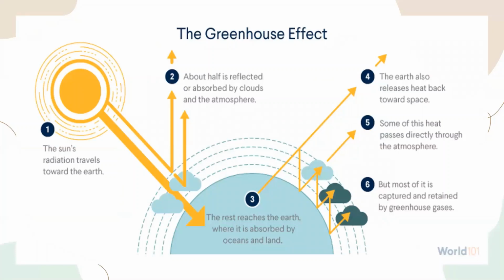Here is a diagram showing how sun's rays are trapped by the greenhouse gases in the atmosphere. Here's what happens. The sun's radiation travels toward the Earth. About half is reflected or absorbed by clouds in the atmosphere. The rest reaches the Earth, where it is absorbed by oceans and lands. The Earth also releases heat back toward space. Some of this heat passes directly through the atmosphere, but most of it is captured and retained by greenhouse gases.